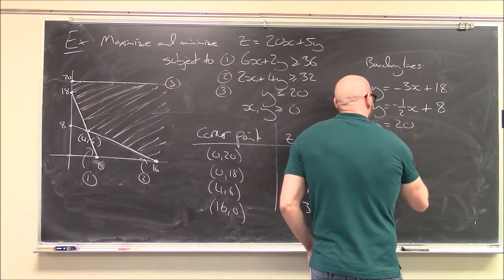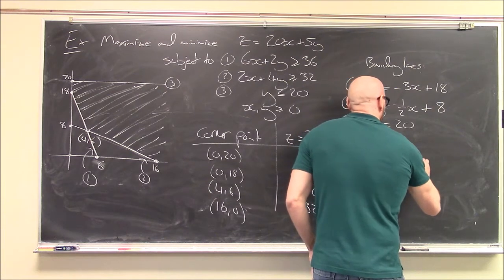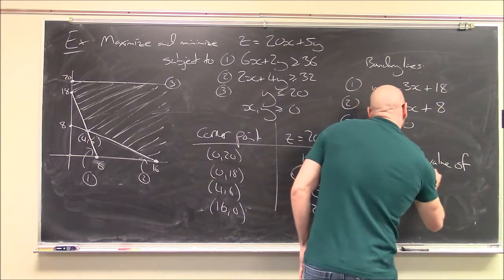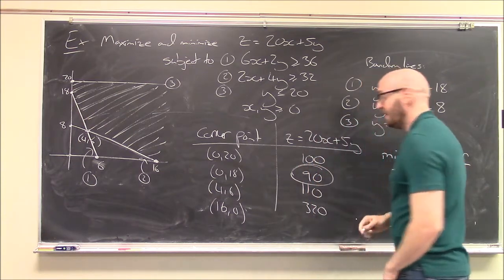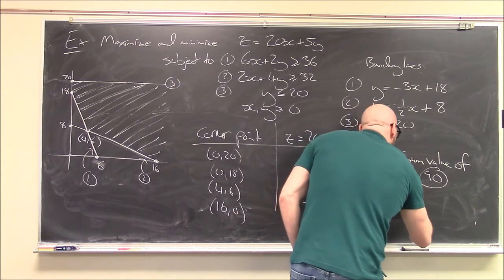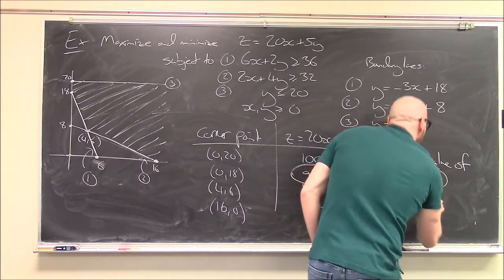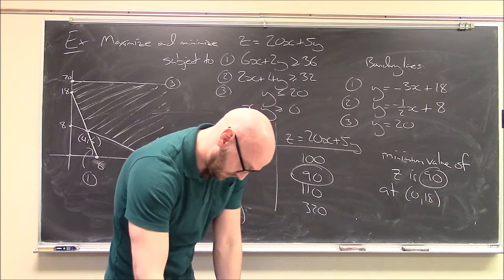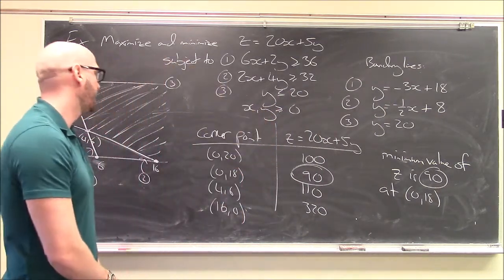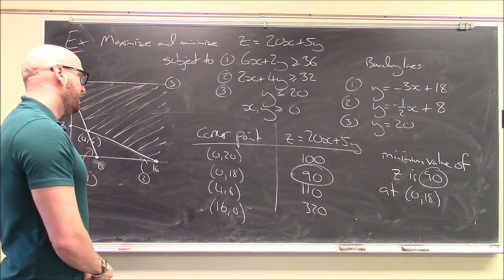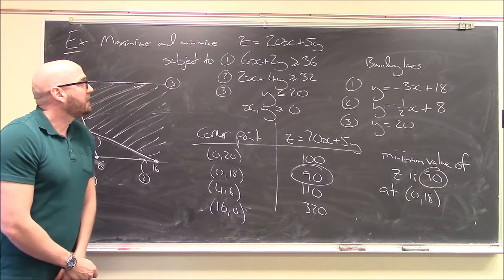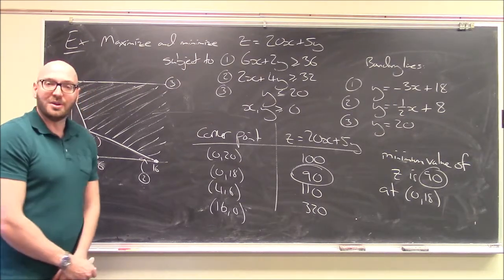So the minimum value of z is 90. Where does it occur? It occurs at 0 and 18. So it occurs at the point 0, 18. And that is a typical linear programming question.